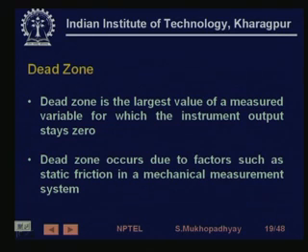the torque is not enough to overcome static friction, so the needle does not move. So dead zone is the largest value of the measured variable for which the instrument output stays 0. From 0 to that value, there is going to be no deflection, no reading, nothing. So that is called a dead zone. What is the difference between the dead zone and the resolution? Dead zone is actually the resolution from 0, while resolution can be from 24 to 24.1, 24.1 to 24.2, while generally dead zone is referred to from 0. It occurs due to factors such as static friction.